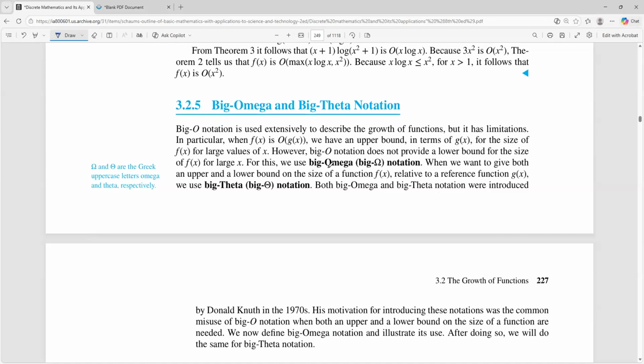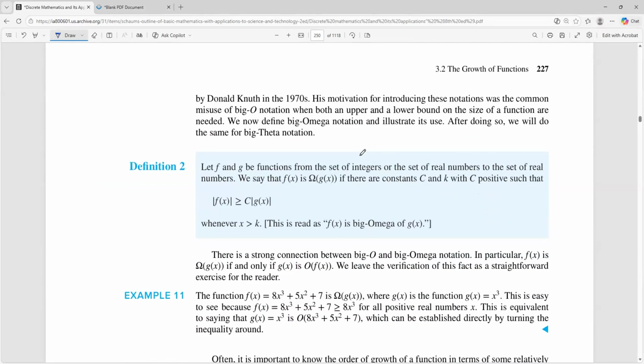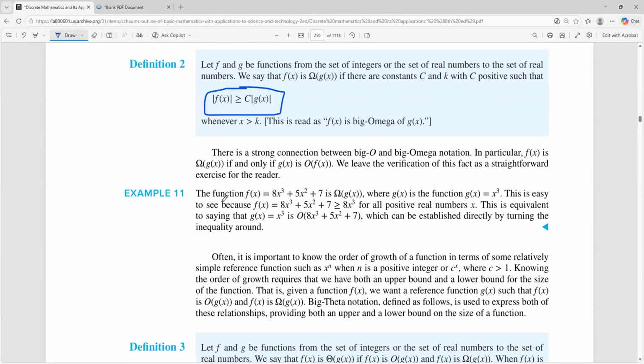Okay, I don't think you're going to get big omega and big theta. These aren't as popular. You still learn them, but they're not used as much. So I don't think you're going to get them on the exam. Big omega is just the opposite of big O, right?